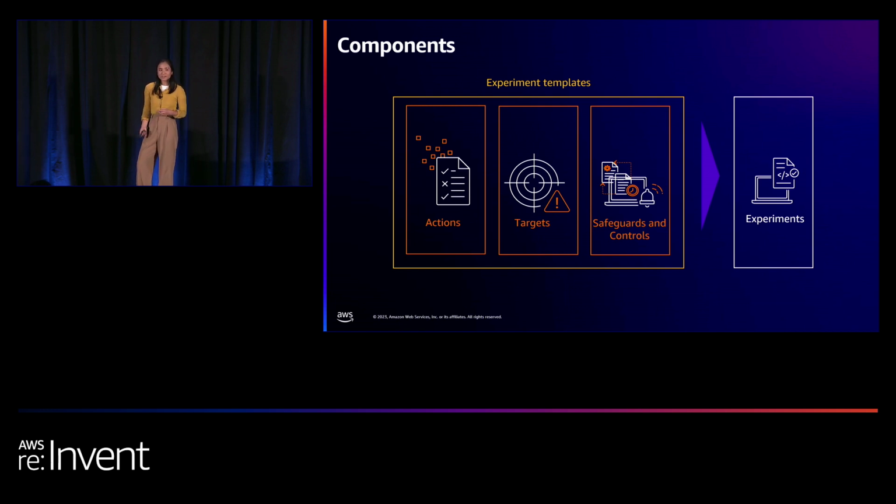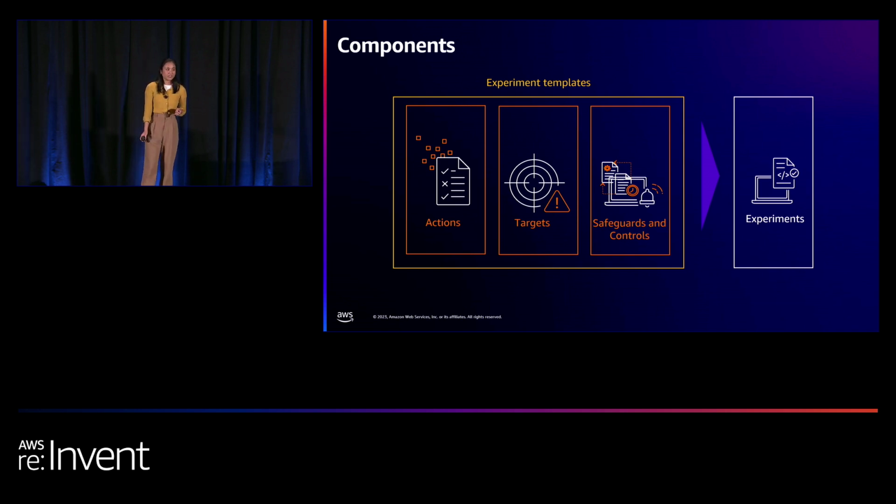For example, if you want to terminate instances to simulate a loss of compute, your action would be terminate instance, and your targets are the EC2 instances you're injecting the faults into. You can specify targets with ARNs, or you can target by resource tags, which we recommend that you do when you're trying to target at scale.